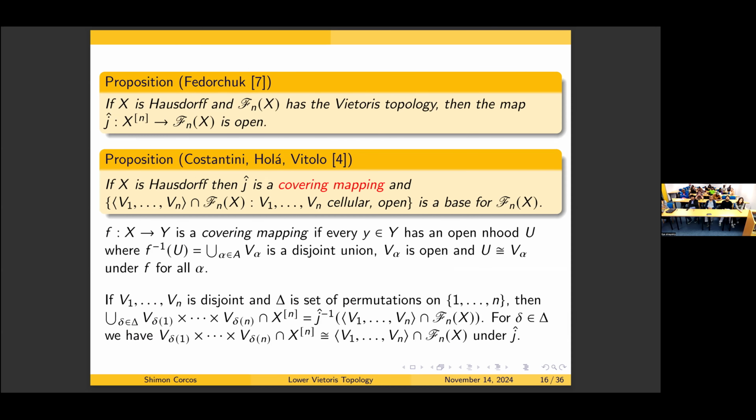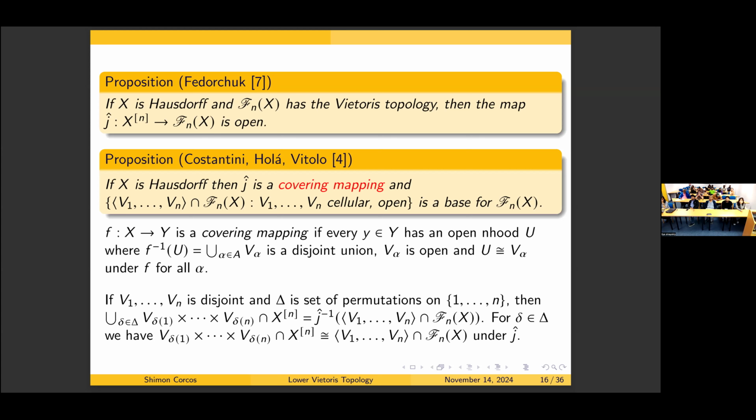First, I want to discuss what has been proved in the literature already regarding these maps. Vietoris proved that if X is Hausdorff and this space has the Vietoris topology, then this J hat map is open. And in 2001, Costantini and colleagues proved that if X is Hausdorff, then J hat is not just open, but it is a covering mapping, which is significantly stronger than being open. And this is when this space of n element sets has the lower Vietoris topology.